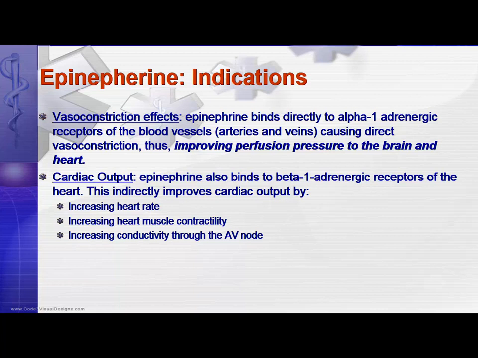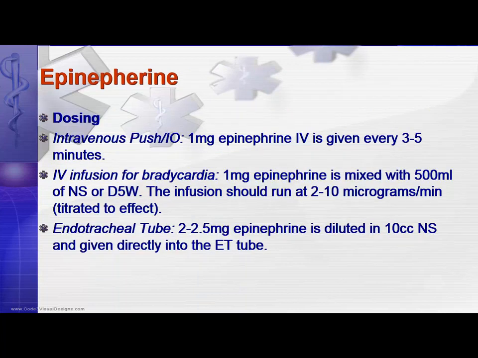Remember, chronotropy, inotropy, and dromotropy. So this is the easiest one to remember: 1 milligram of a 1 to 10,000 every 3 to 5 minutes for cardiac arrest. For IV infusion for bradycardia, 1 milligram of epi is mixed with 500 milliliters of normal saline or D5W, and it should be titrated to effect. Or ET, we're going to double our dosage, 2 to 2.5 milligrams diluted in 10 cc's.